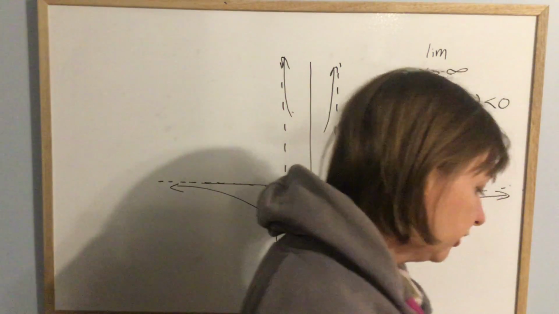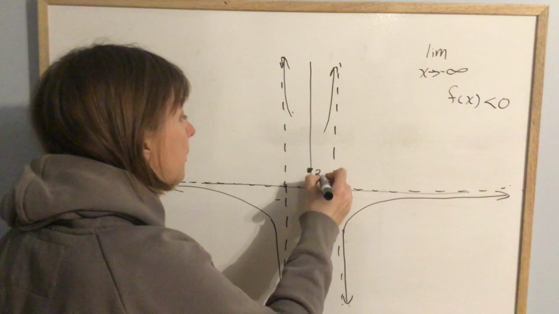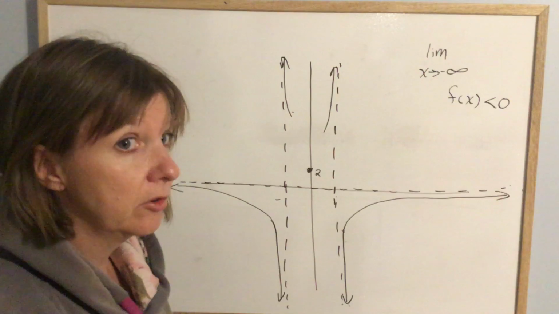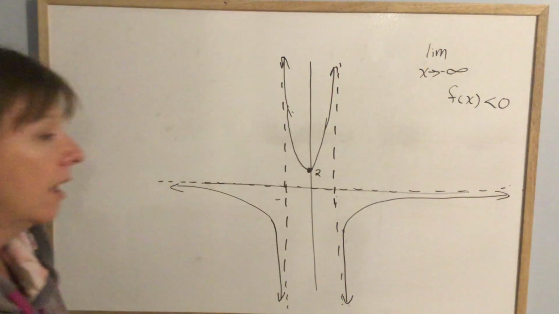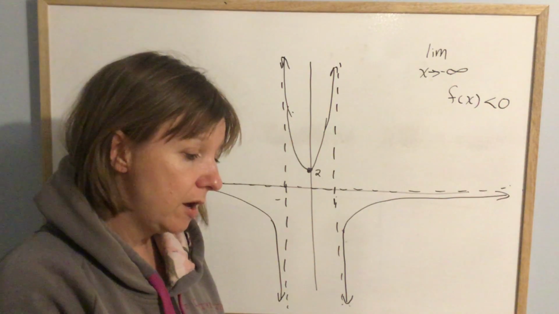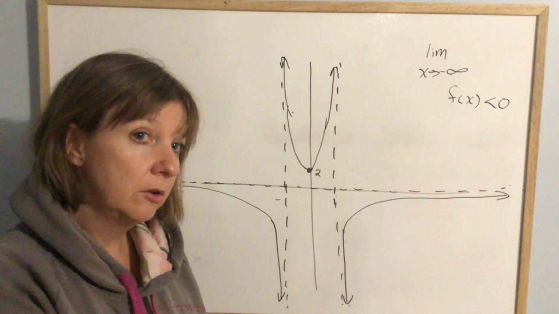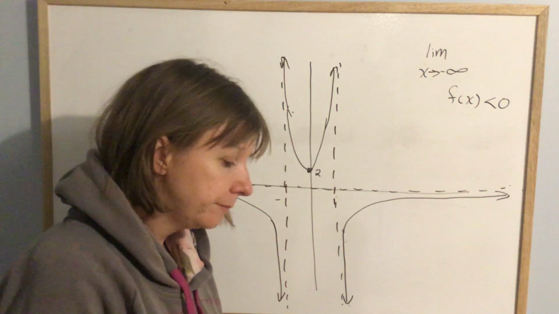The y-intercept is 2, and there are no x-intercepts. That's what your graph should look like. And I did it just by following the clues that they gave me. All right, I just did what they said.